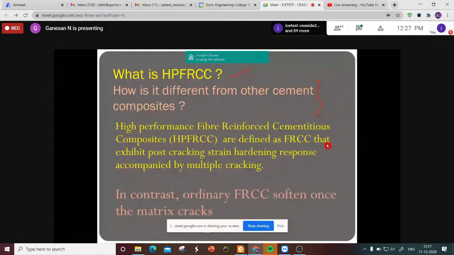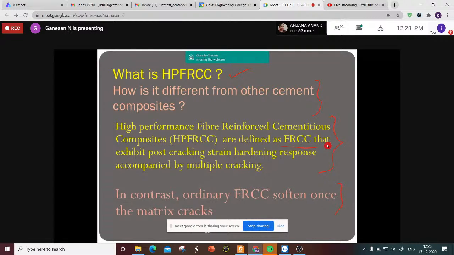High performance fiber reinforced cementitious composites, HPFRCC, are defined as FRCC that exhibits post-cracking strain hardening response accompanied by multiple cracking. This is very important. Then only we call that HPFRCC. Otherwise, that is not HPFRCC. In contrast, ordinary FRCC softens once the matrix cracks. I will show you a figure. Ordinary FRCC will immediately soften. That means the strength will come down once the matrix cracks.